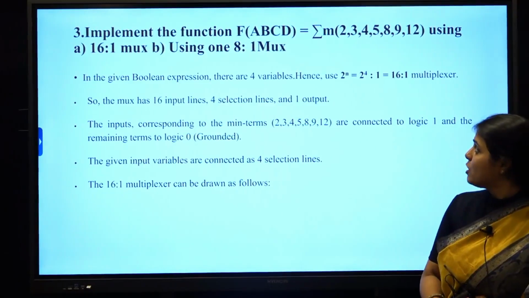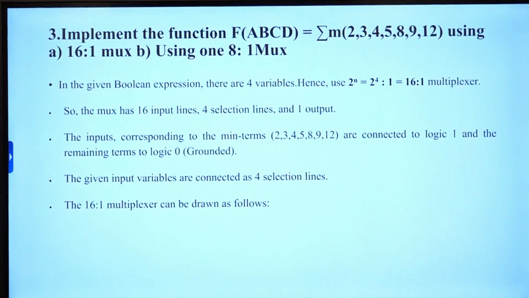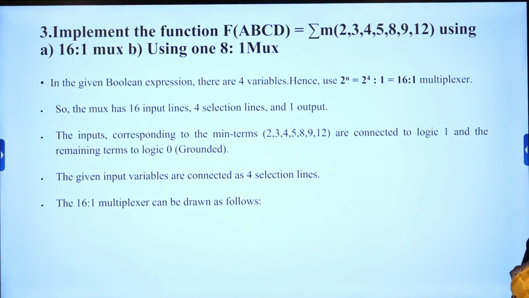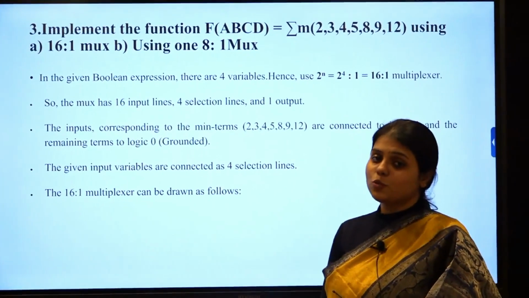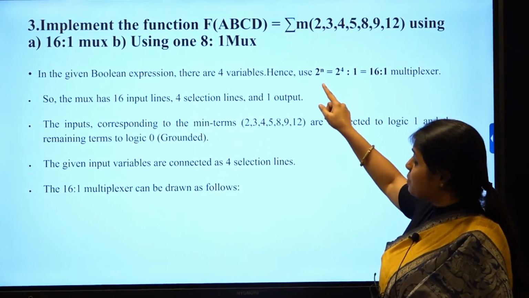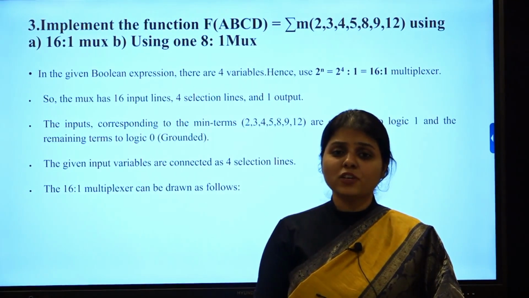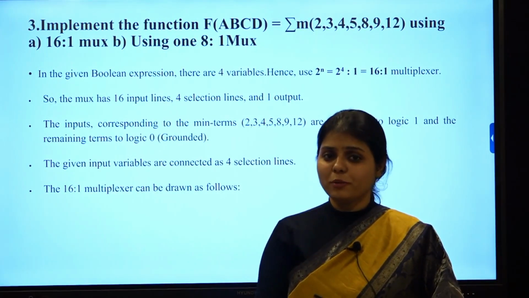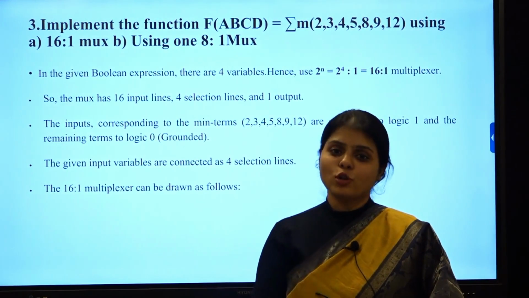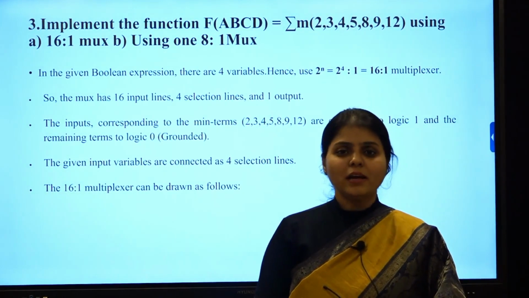Next, implement the function f of ABCD equal to summation of m 2, 3, 4, 5, 8, 9, 12 using a 16:1 mux and also using an 8:1 mux. This is another twist question. The first case we can solve directly, because the given function has 4 inputs A, B, C, D. But along with that, they are also asking us to implement it using an 8:1 mux. So we will see how to design this problem using 16:1 and 8:1.